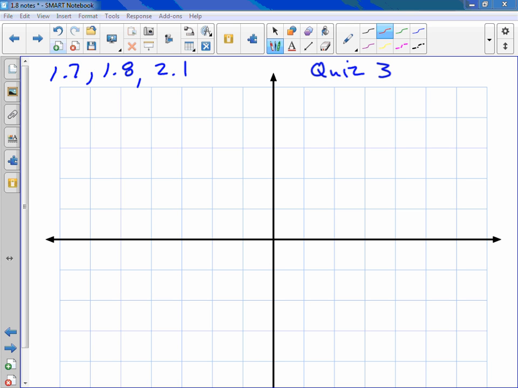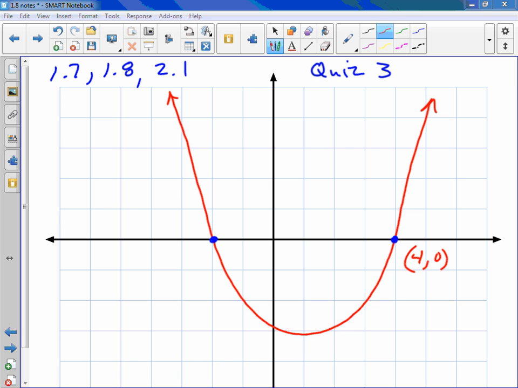So let's say that we have a parabola that goes through that point and that point like that. So we'll say, okay, we can see roots right there. What are the coordinates here? They are 4, 0, and -2, 0.